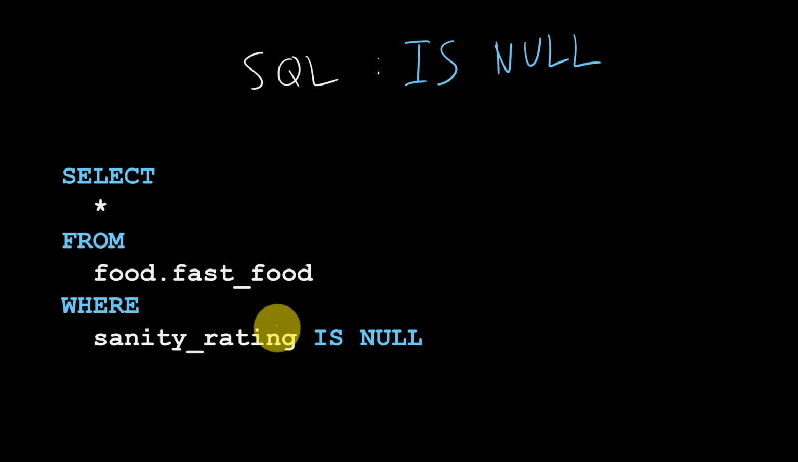So this query means that you're getting all of the fast food restaurants where they do not have a sanity rating. For example, some restaurants would have a sanity rating of A or B or C, but then some of them are not rated yet, maybe because the restaurant's too new. So this is how you can get all those restaurants. This is just an example.